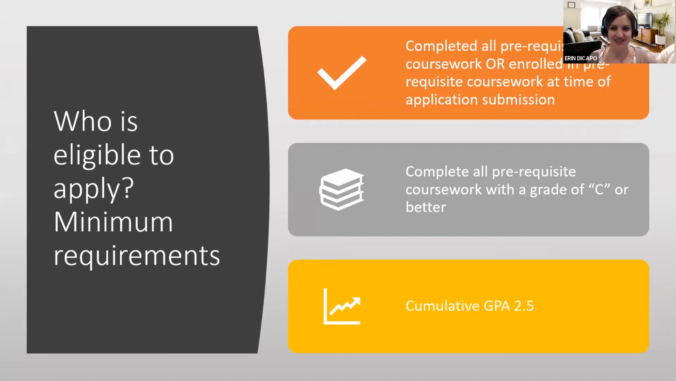So now you're seeing those minimum requirements that I was previously speaking to. And again, my advice is to strive for the absolute best you can, not the minimum requirements.